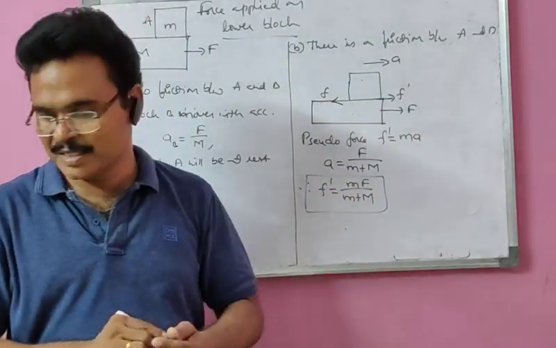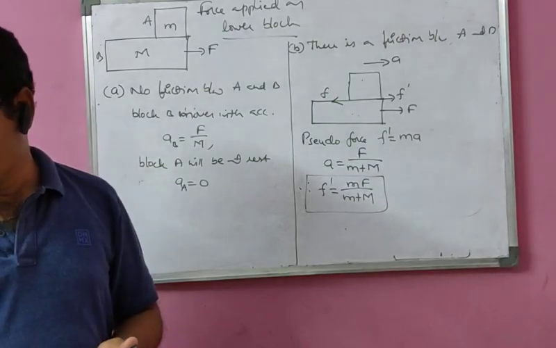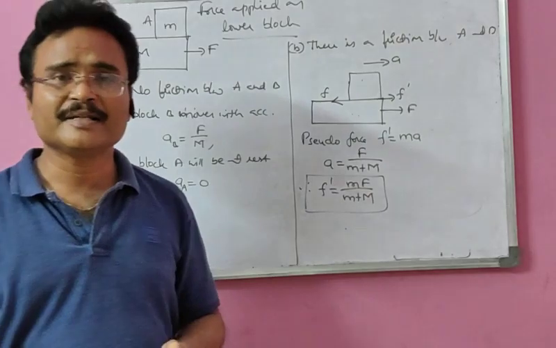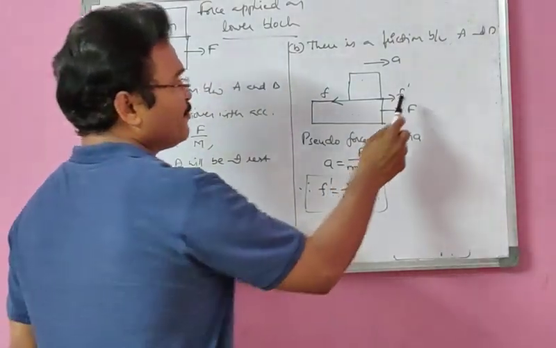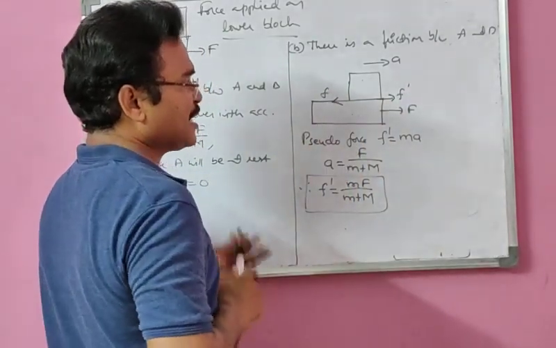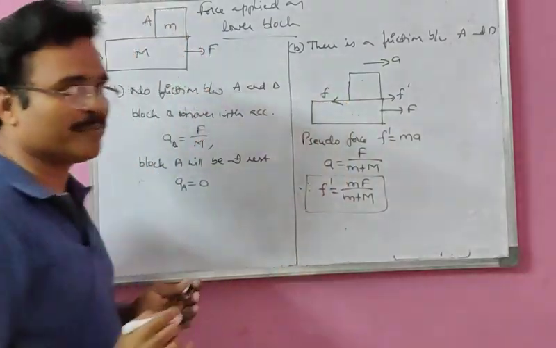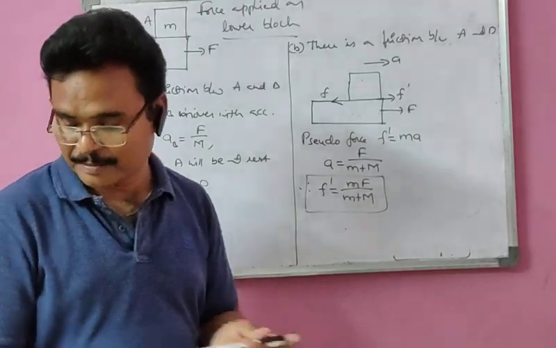with the same acceleration. So if this pseudo force is less than the limiting frictional force, what happens? Greater than the limiting frictional force, what happens? So remember, this limiting frictional force is acting here. If this is greater than limiting friction, what happens? Less than limiting friction, what happens? We are going to take up.